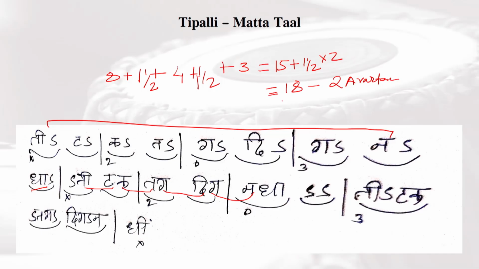So just we recite this Tihai. We will say it on beat first. Ti, ta, ka, ta, ga, di, ga, na, da, na. Ti, ta, ka, ta, ga, di, ga, na, da, na. Ti, ta, ka, ta, ga, di, ga, na, da.